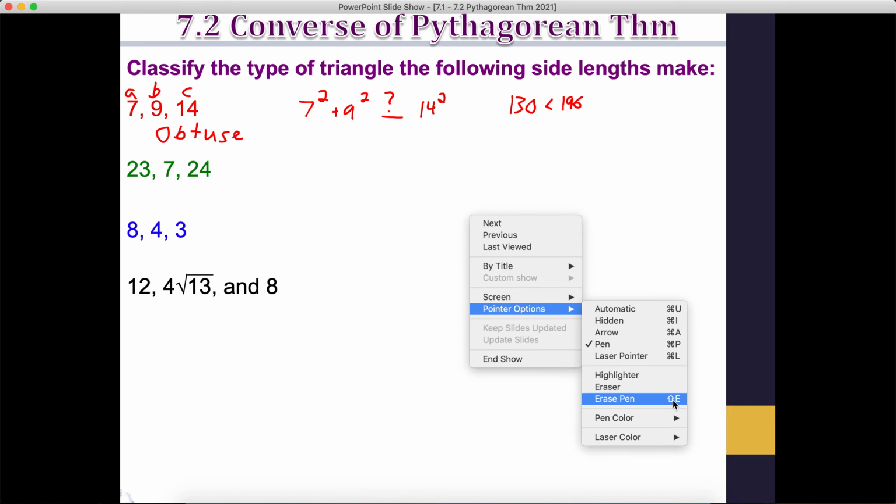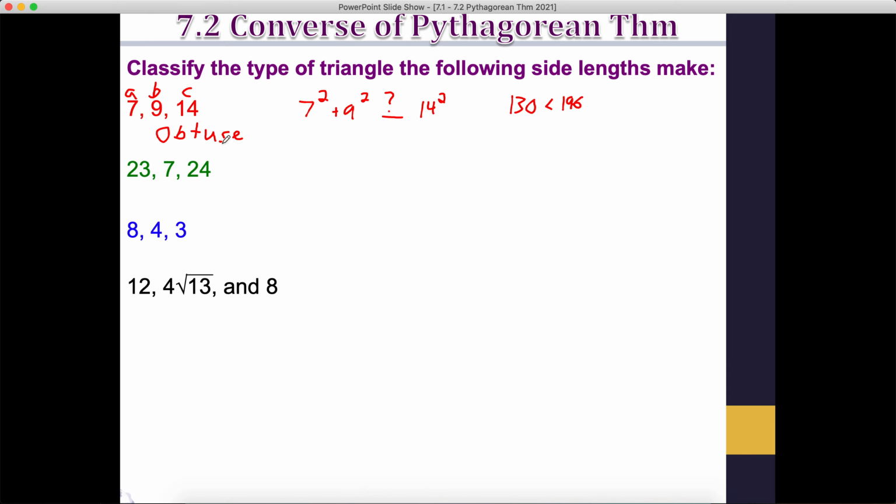You could probably imagine going to do one of each of these, but who actually knows? In this case, I would do something very similar. This is not the same shade of green. That bothers me. 7 squared plus 23 squared, and see how that compares to 24. Who knows? Take out your calculator, folks.